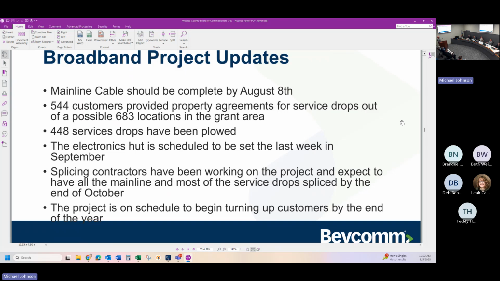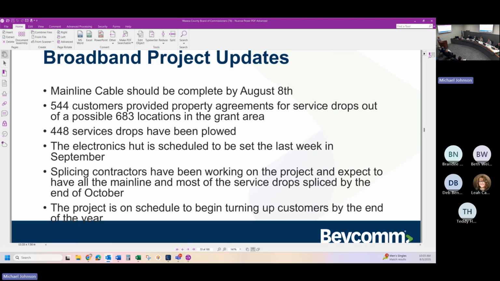The 448 is actual commitments for your service? It's been plowed. No, so the 544 people that have said yes, you can bring a service drop to our tools, 448 of those have been done. It's through the side of the house. Okay.